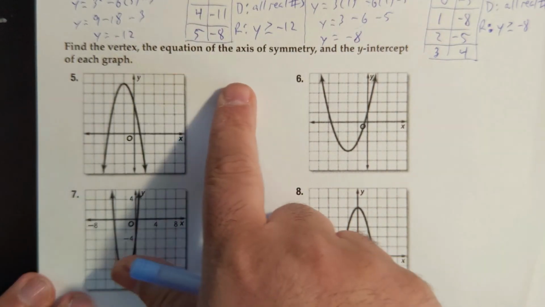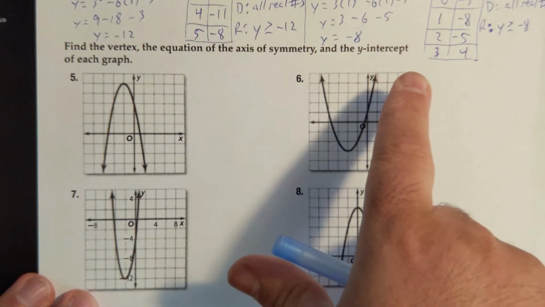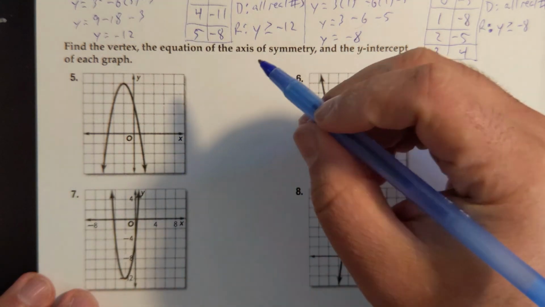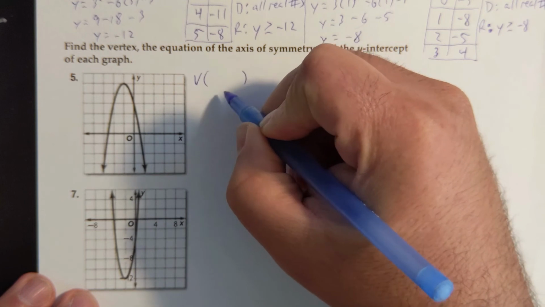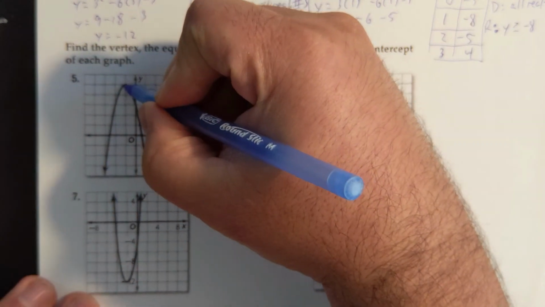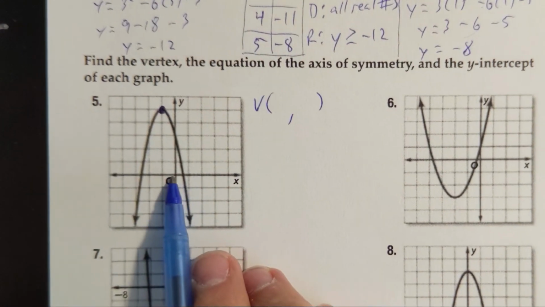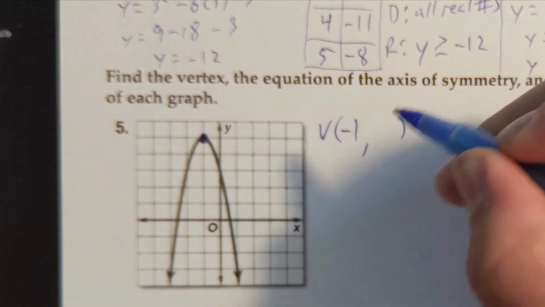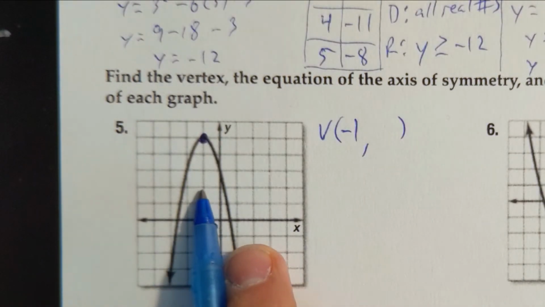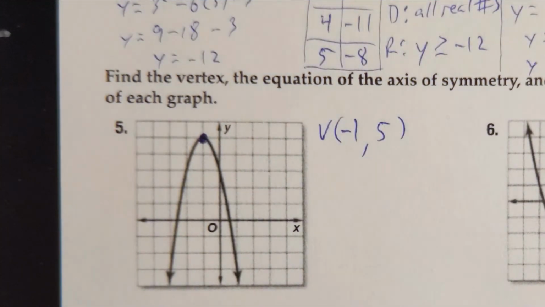So you're finding the vertex, the equation of the axis of symmetry, and the y-intercept for each graph. So the vertex is going to be the coordinate that's right here where that graph changes directions. So the origin is 0, 0. I'm going 1 to the left. That's negative 1. And then I go 1, 2, 3, 4, 5 up. That's a positive 5 for the y.